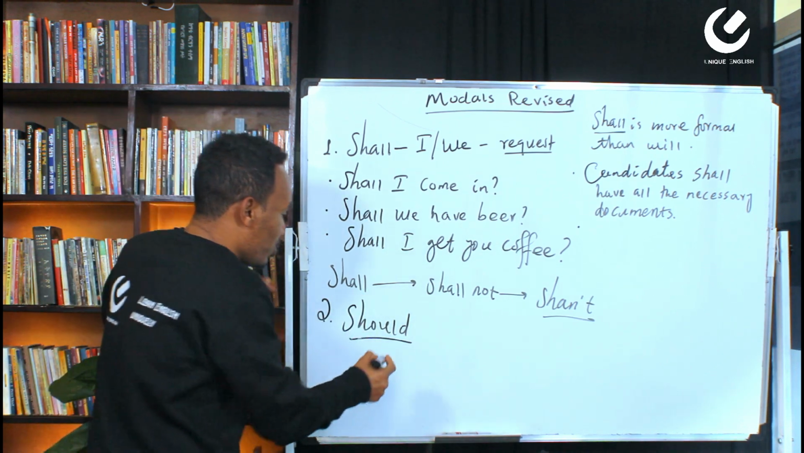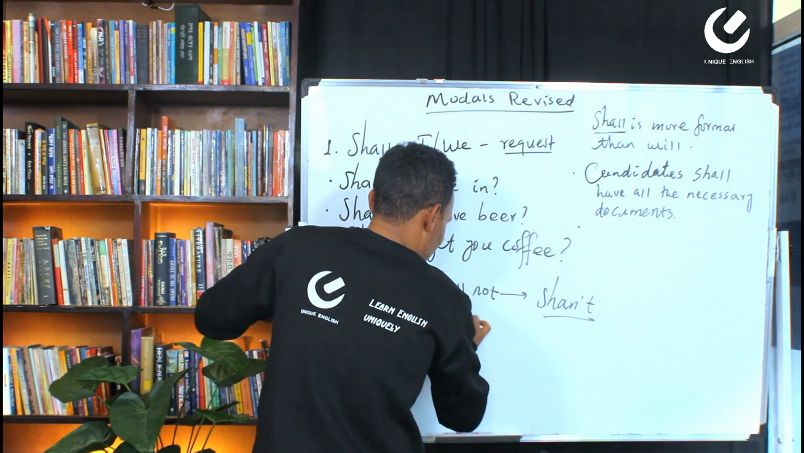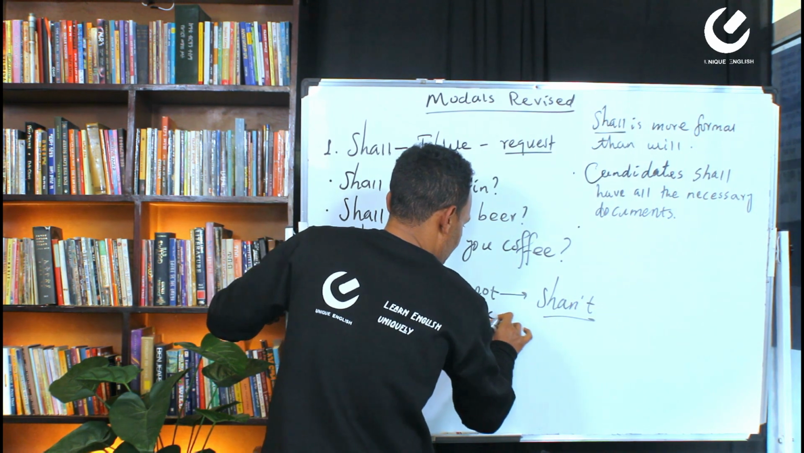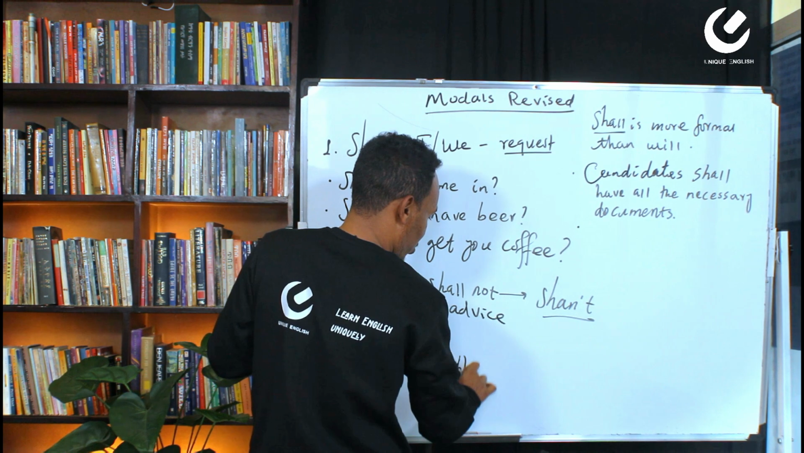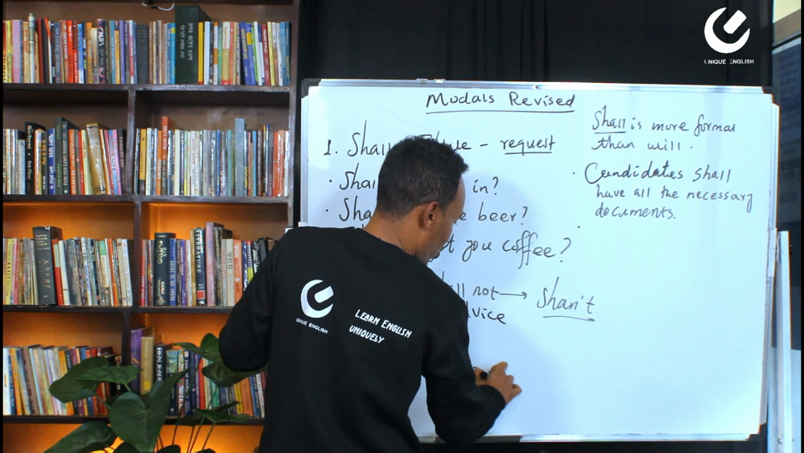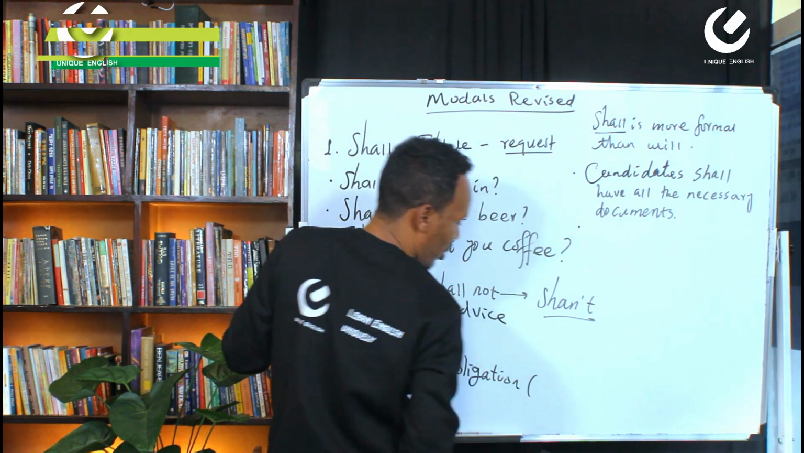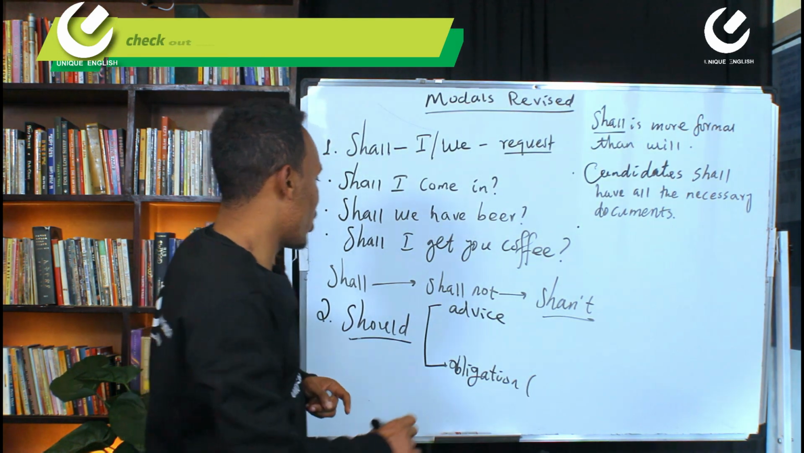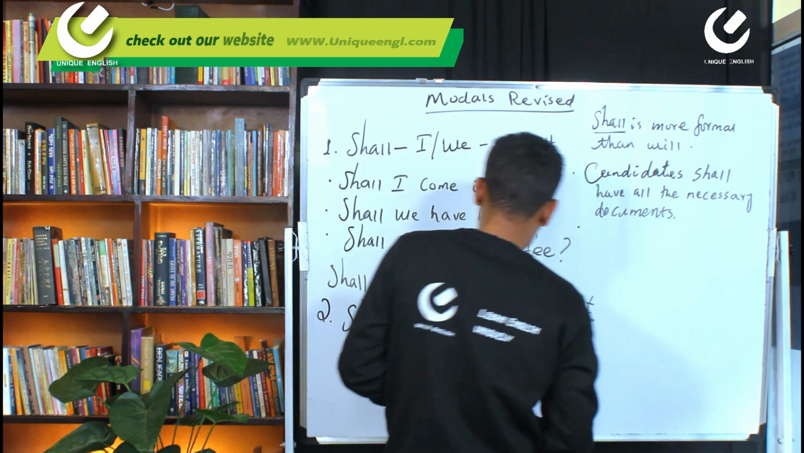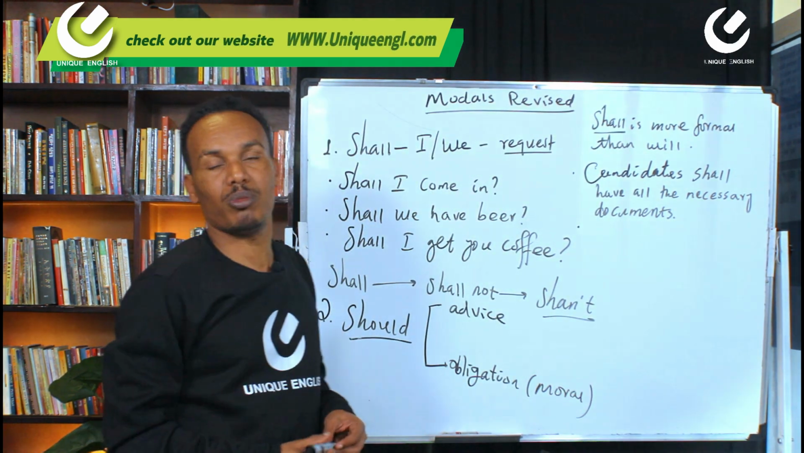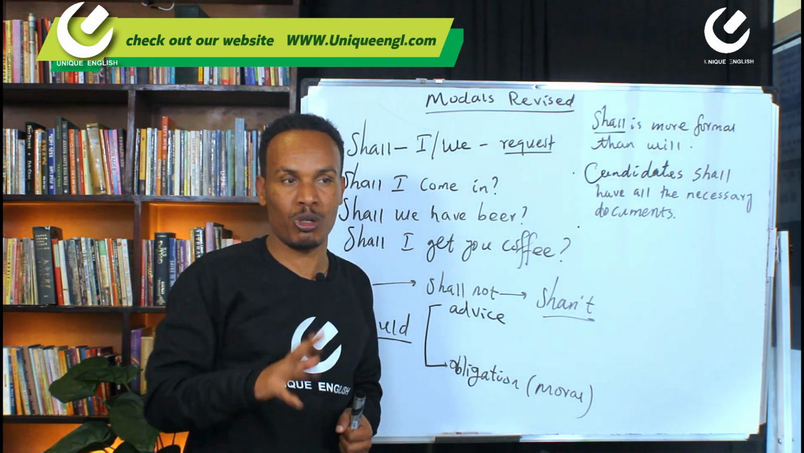So should is used for different things. One is advice. Advice. And then this is obligation. Obligation. What kind of obligation? Moral obligation. Thank you. Moral obligation. Do you know what you mean by moral obligation and the difference between legal and moral obligation?